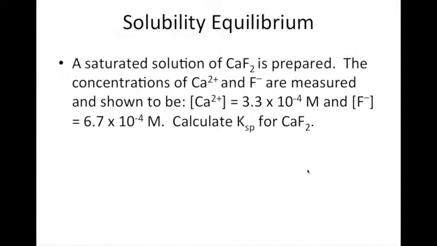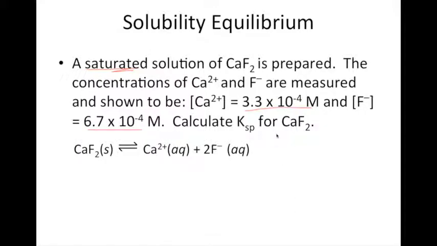Now let's take a look at a problem involving solubility product constants. We have a saturated solution, and again, in order for equilibrium to exist, the solution must be saturated. So we have a saturated solution of calcium fluoride is prepared. The concentration of calcium and fluoride are measured at equilibrium, and we're shown to have a calcium concentration as follows and a fluoride concentration as follows. Calculate KSP for this calcium fluoride solution.